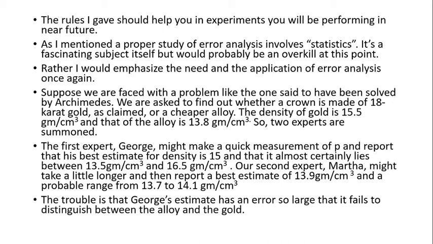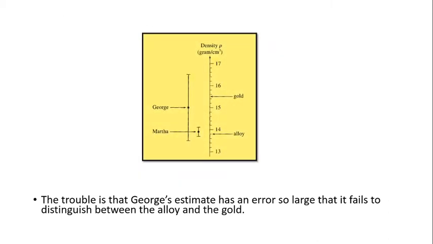Now let us understand the situation graphically. The trouble is that George's estimate has an error so large that it fails to distinguish between the alloy and the gold. This is the graphical representation. See, this is George's error. And it is so broad that both gold and alloy lie within its range. So George cannot definitely say whether it is made up of gold or alloy. Now, consider Martha's error. This is tiny. So Martha can definitely say whether it is an alloy or gold. In this case, it's the alloy.